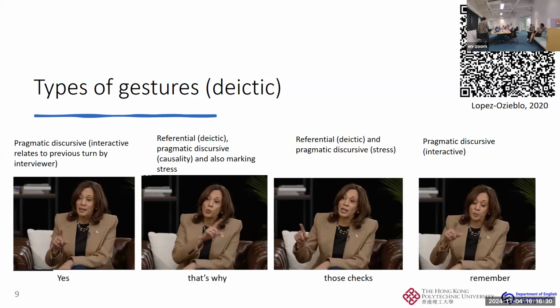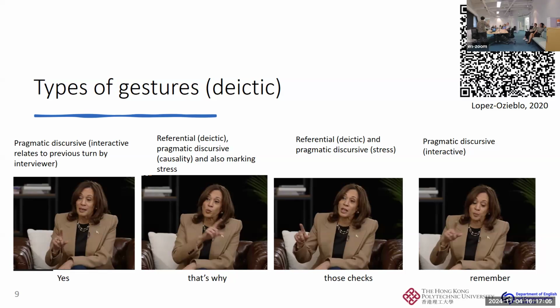So going back to this gesture, then she says, that's why those checks. So again, you could argue deictic gesture. Well, think a little bit more about this. That's why those checks. She's actually linking up two things. And this gesture is also a discursive gesture, which carries a lot of pragmatic meaning. It's not that that's why it's important. What's important is that link between the causality that she's establishing.